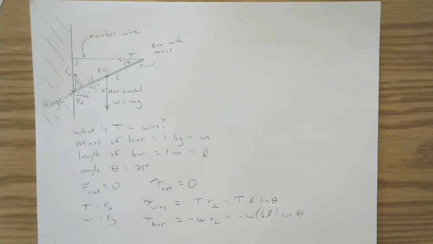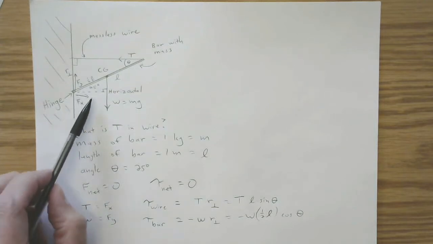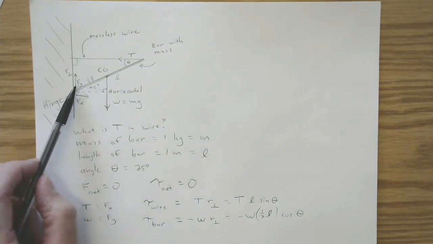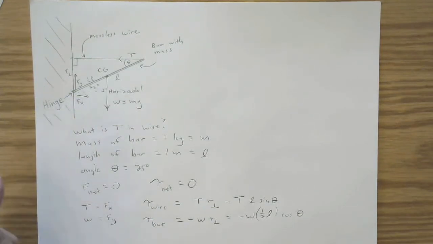Wait, there's more forces, right? There's a horizontal hinge force and there's a vertical hinge force. Oh, but for both of those, the distance is 0. So there is no torque from any forces that are coming from the hinge. Aha, so very good.